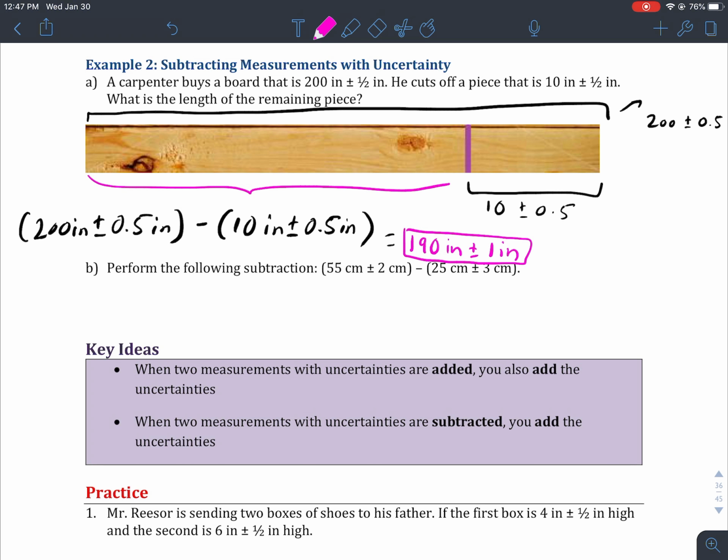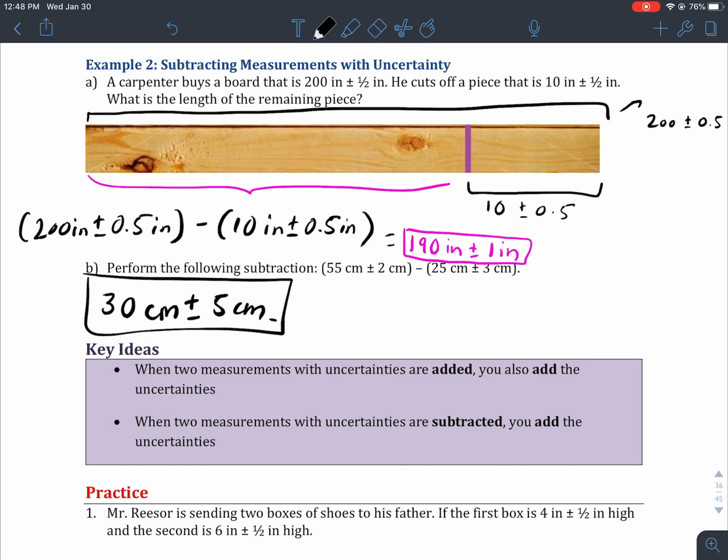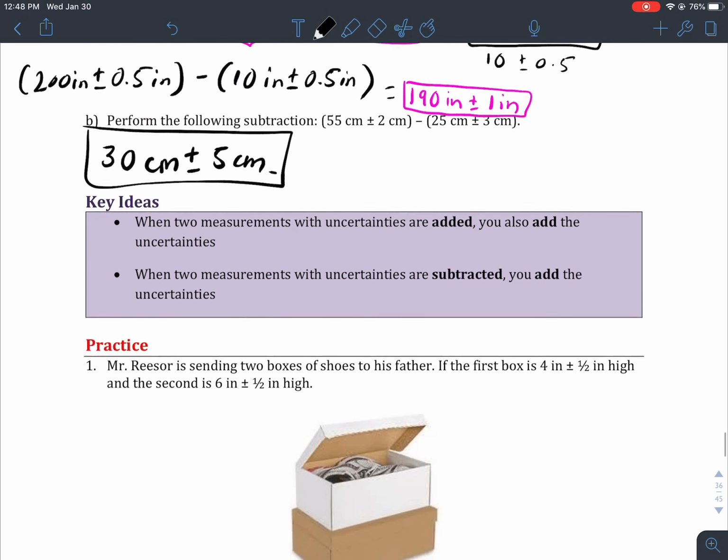Last one in this section, we're going to perform the following subtraction. So we're going to take 55, subtract 25 from it, and we're going to be left with 30 centimeters, and we're going to add together the uncertainties, which gives us 5 centimeters. So here is our number. The key idea summary for this is when two measurements with uncertainties are added, you're going to add the uncertainties, and when they're subtracted, you're still going to add the uncertainties.